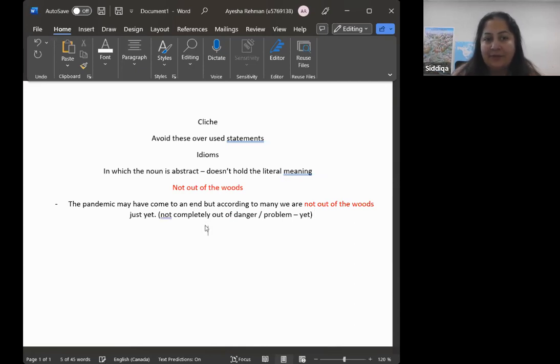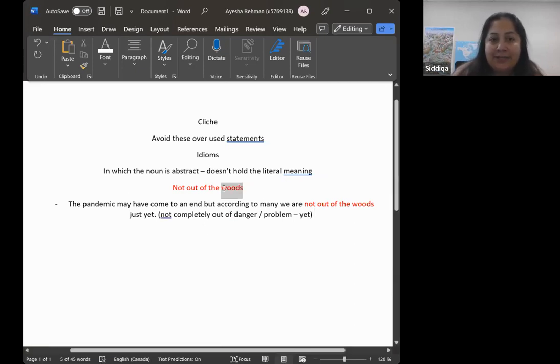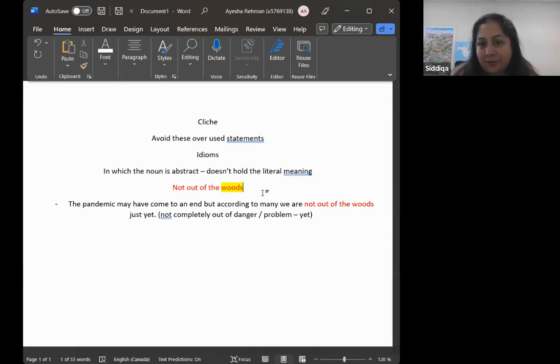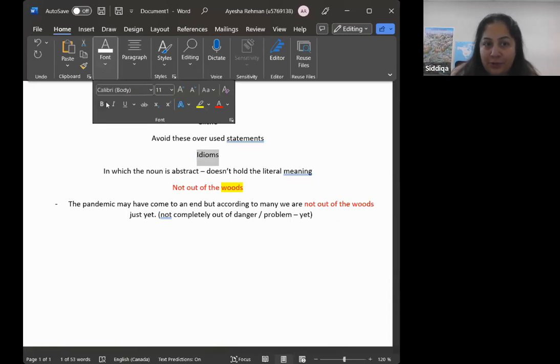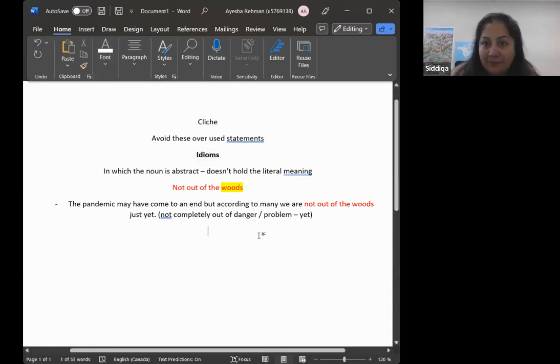Now, this is an example of an idiom in which the woods here is not the literal meaning, because normally the woods means a forest or a jungle, and usually if you're in the forest, you're in a difficult situation, right? So if you're not out of the woods, it means we're not really safe yet. We're not really out of the danger or the problem yet. So now this would be an example of an idiom because we're playing with a noun. I'm going to give you a couple more because we're not working with idioms today. We're actually working with phrasal verbs, but I want to show you the difference between phrasal verbs and idioms.